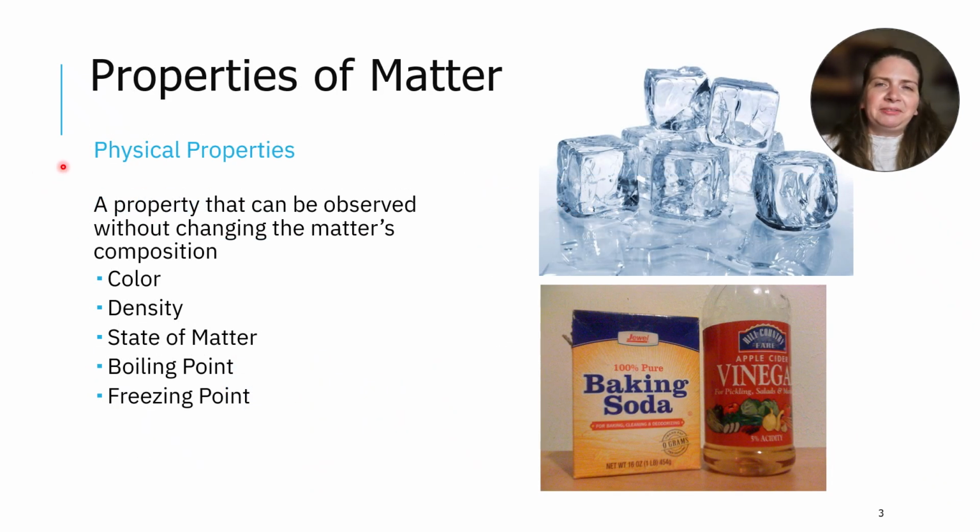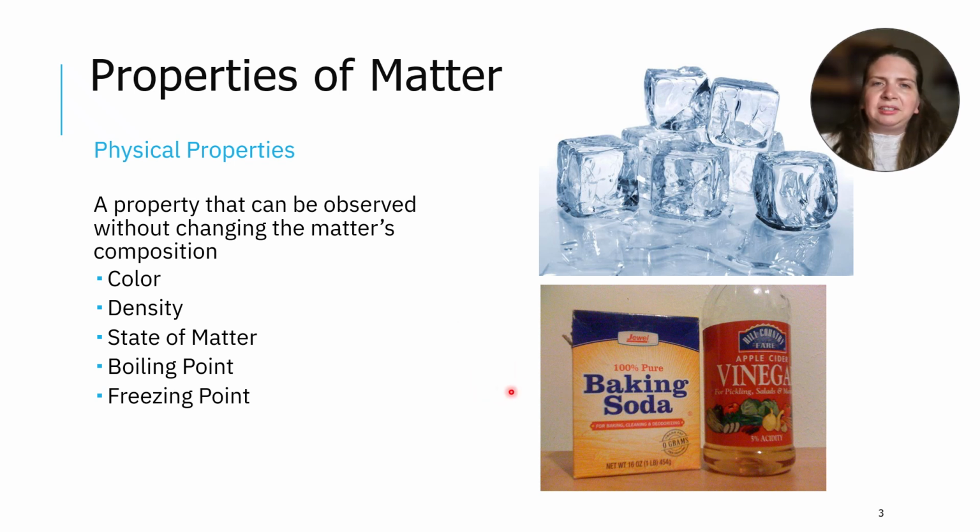When we make observations or collect data, we may be observing physical properties or chemical properties. Physical properties are properties that can be observed without changing the composition of matter. Examples include color, state of matter, boiling point, and freezing point. For example, I could describe this ice. I would say that it is a transparent, colorless solid.